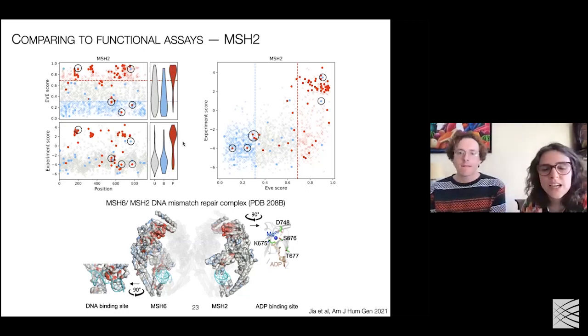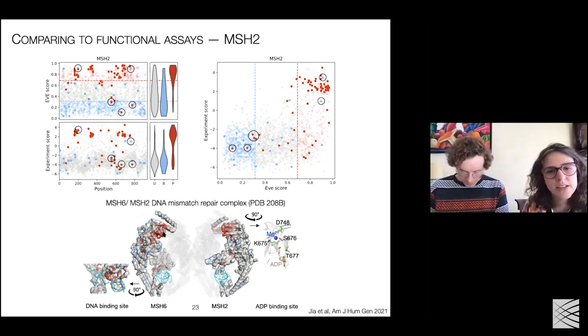Once we plot the continuous EVE scores on the 3D structure of this complex, what we see is that, not totally surprising, the hotspots of pathogenicity are on active sites like ligand binding sites. Here, the strongest pathogenicity hotspots are on the ADP binding site and on the DNA binding site.